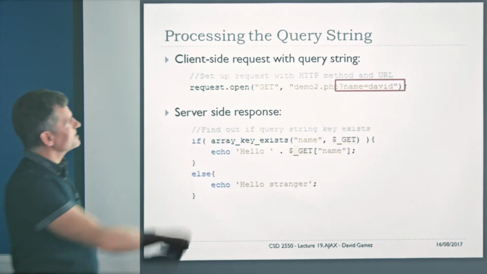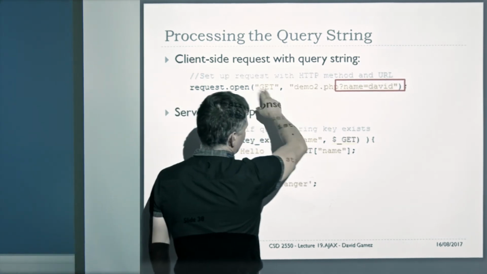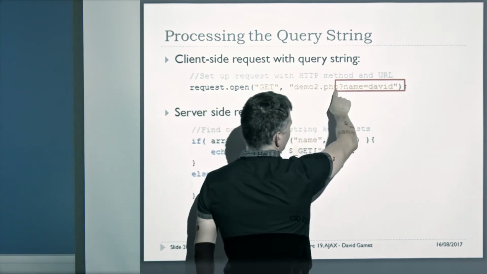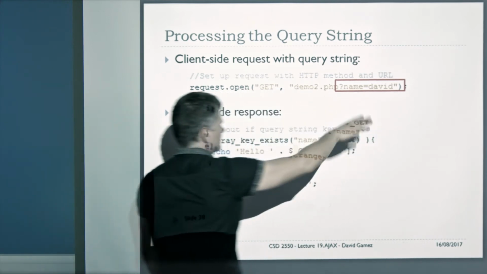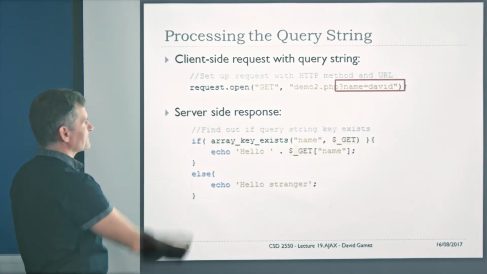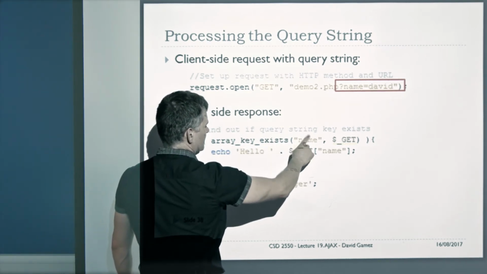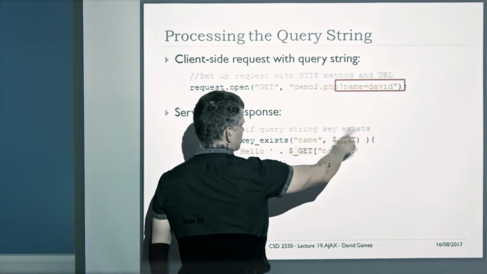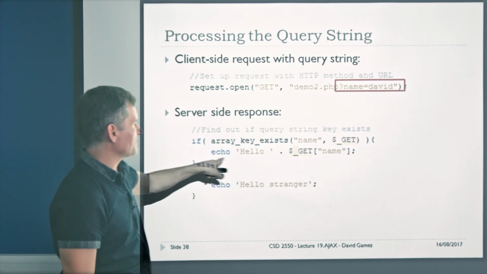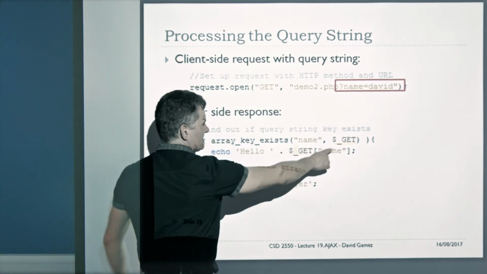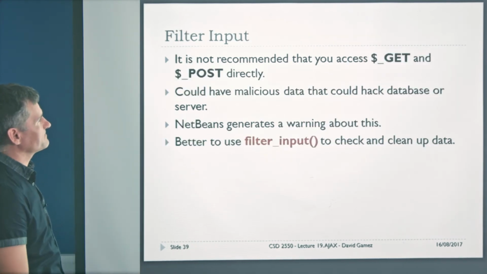So here's an example. On the client side, we've got some JavaScript that opens a request sending a GET method to demo2 PHP. And here's the query string, question mark, name equals David. Standard sort of URL with a query string appended. On the server side, I can check that the name key exists in the PHP GET variable. If this returns true, then I can access it using the square brackets and specify the name of the variable here. Otherwise, it's going to say hello stranger.